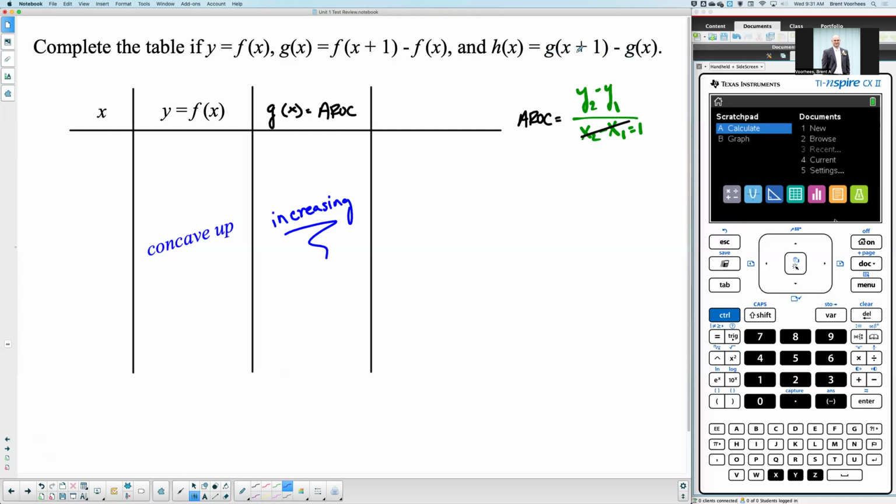That's doing the change of what? If this was the change of y's, that was the same thing as delta y. That was changing the y's. This is changing the AROC. This is delta AROC. Let me put h of x. H of x equals delta AROC. Okay, if this is concave up and this one is increasing, what has to be true of this column? Positive. Very good.